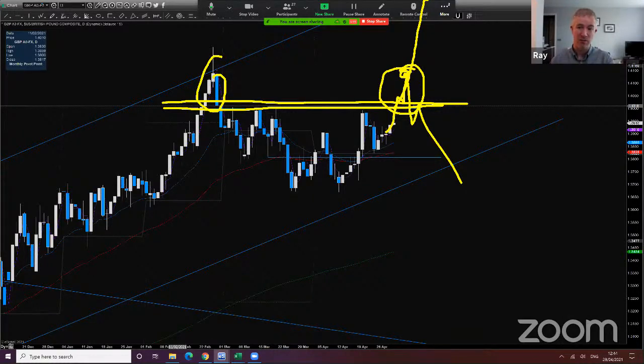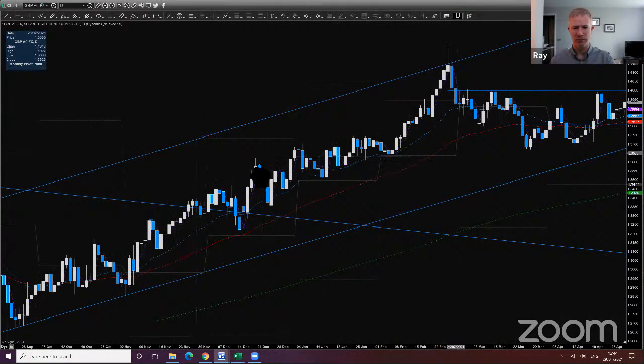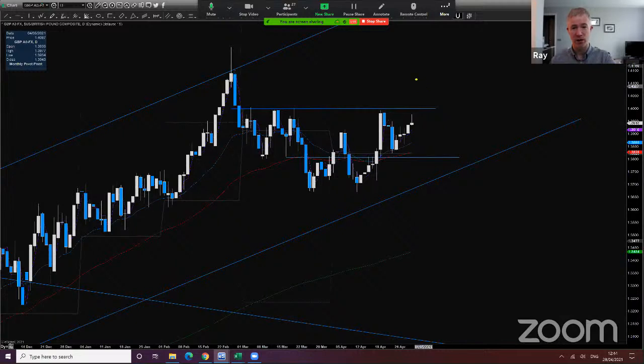And lots of retail traders get caught in the long trade here and the market swings around and actually goes the way it really wants to go. So right, I won't be chasing a long in there. If we break, I will be using that as a way to get short.